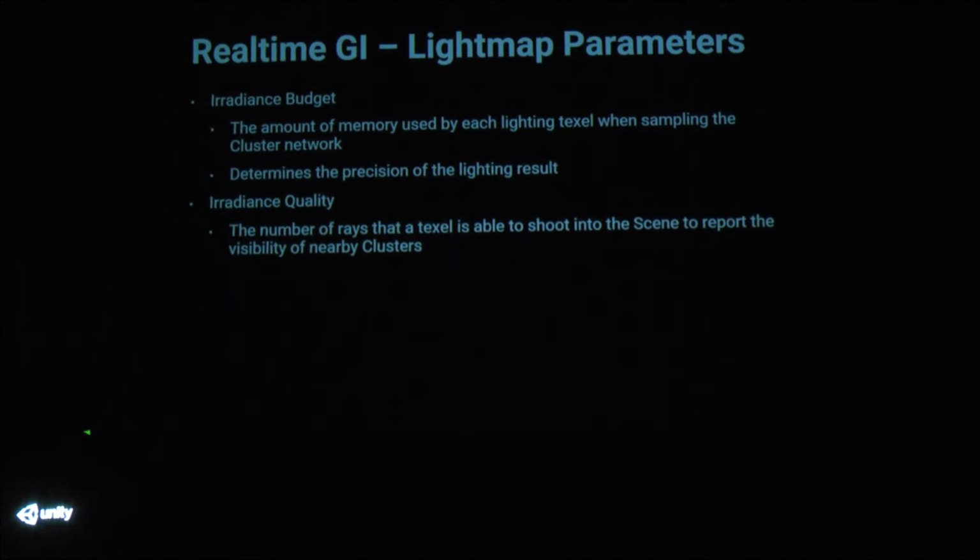For irradiance quality, this determines the number of rays that a texel is able to shoot out in the scene in order to find visibility of neighboring clusters. For example, if you have a very narrow pole, right, and the scene is already voxelized, a cluster may miss this pole if there's not enough light rays that they are shooting out. So then you don't get, for example, the color bleeding from that pole to that resulting cluster. If you increase the irradiance quality, you get more light rays that will shoot out, and there's a higher chance for it to hit that narrow pole, right?